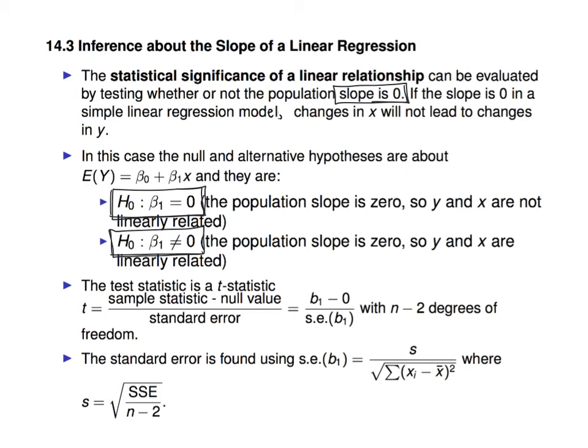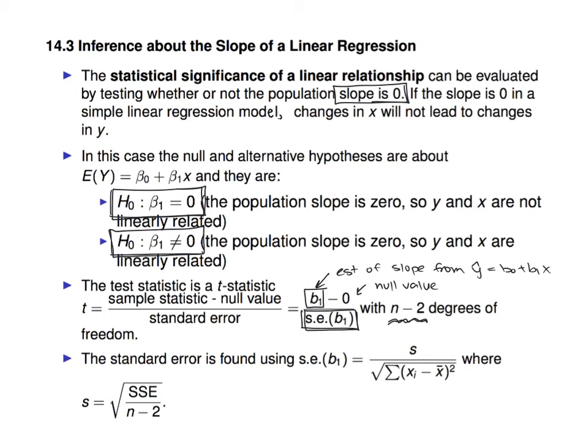And the sample statistic is given by the following thing. Sample statistic, which is your estimate of your slope. So the estimate of slope from y hat equals b naught plus b1x, minus your null value, which is that, well, there's nothing going on, divided by the standard error of that b1 thing. And for reasons I'm not going to go into, this has n minus 2 degrees of freedom.